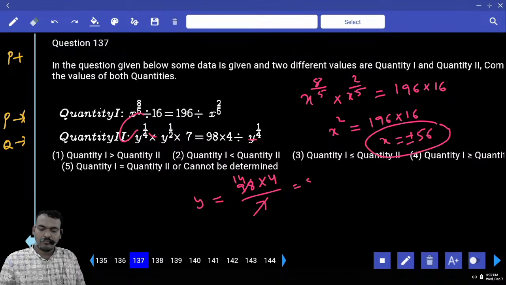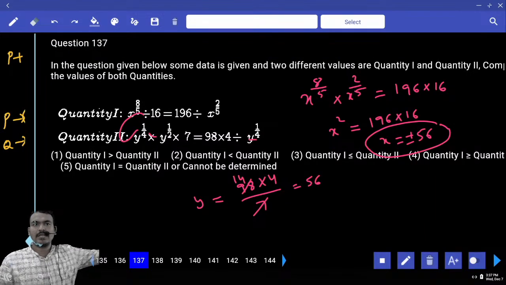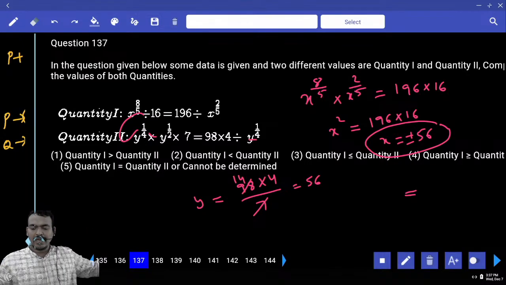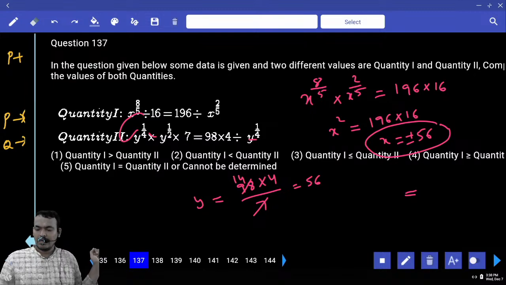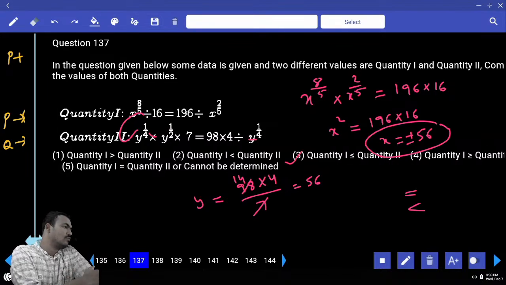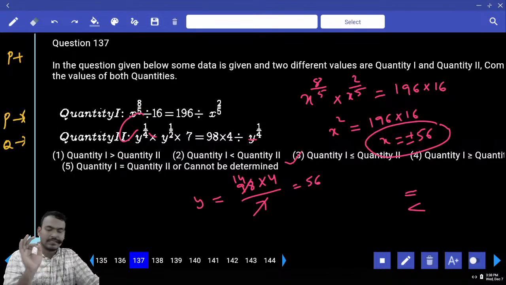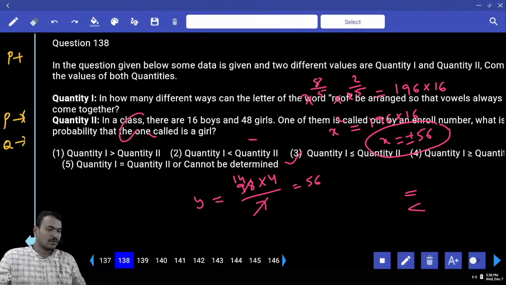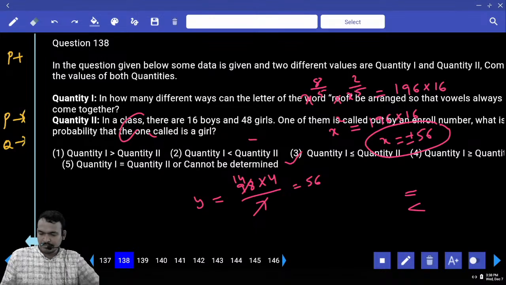14 4 the 56. Plus or minus 56 and 56. Minus 56, plus 56, less than or equal. What is the answer? Q1 is less than or equal to Q2. I think the key is wrong. Answer is Q1 is less than or equal to Q2. The key is wrong.